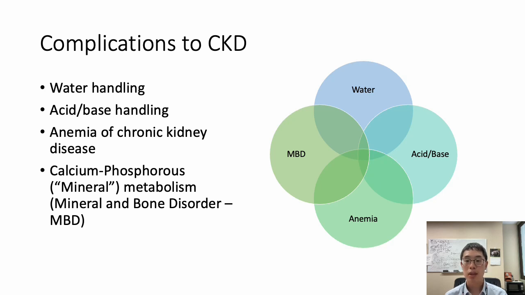So it is expected that once our kidney function deteriorates, we may have issues and complications that lead to abnormalities in water handling, acid-base and electrolyte handling, anemia of chronic kidney disease, and calcium-phosphorus metabolism issues, which we term mineral and bone disorder related to chronic kidney disease. In the next few slides, we will talk about each of these individually.